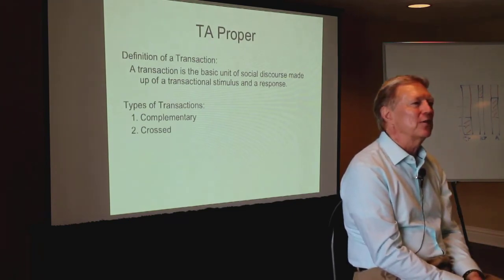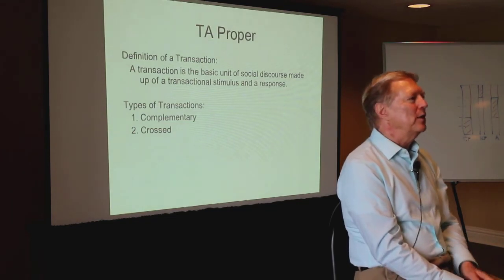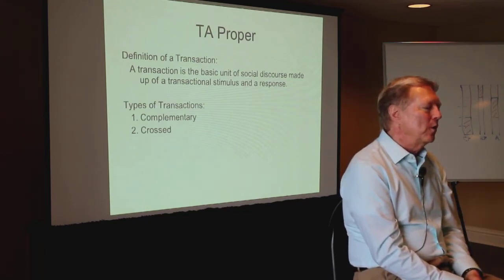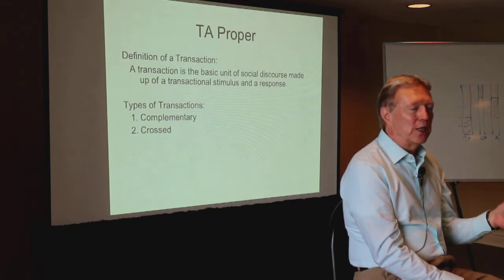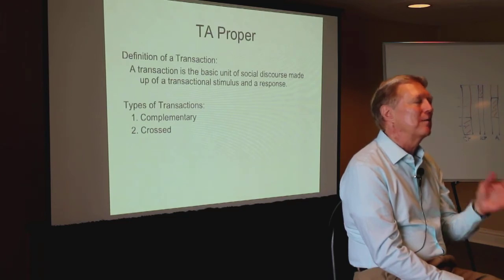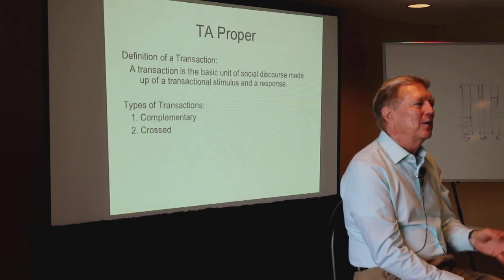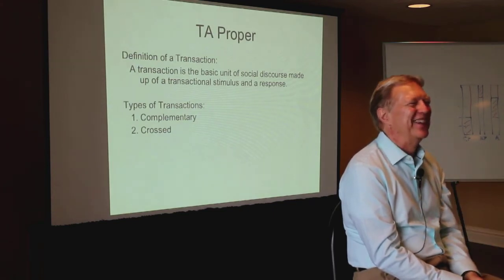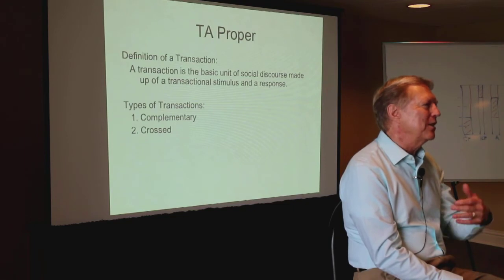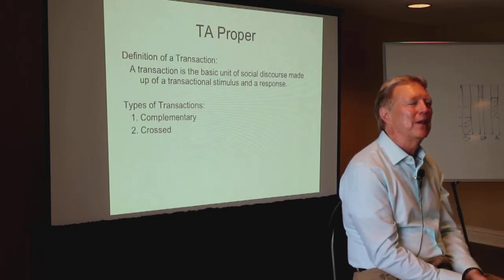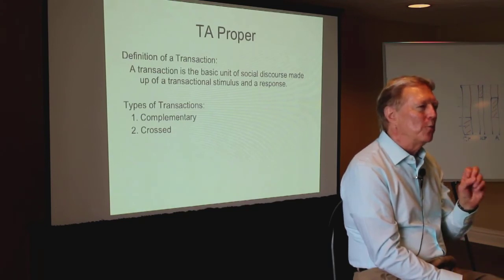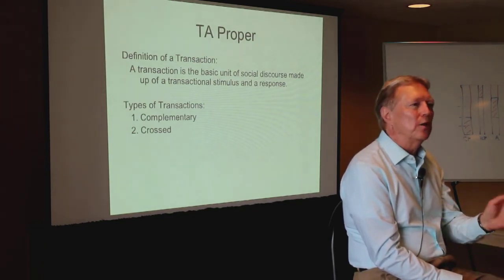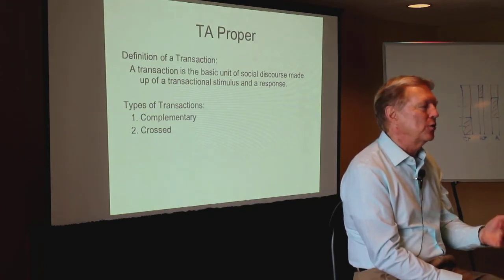A second type of transaction is called a cross transaction, and that's when the ego state that is addressed is not the ego state that responds. For example, the girl says, "I'm scared of my dad," talking to the other child, and the parent says, "He's got a gun." The ego state that is responding is not the ego state that is addressed. And when transactions are crossed like that, there may be a lot of noise, but the people won't be really communicating. So communication breaks down, and one or the other people or both have to switch ego states in order to reestablish communication.